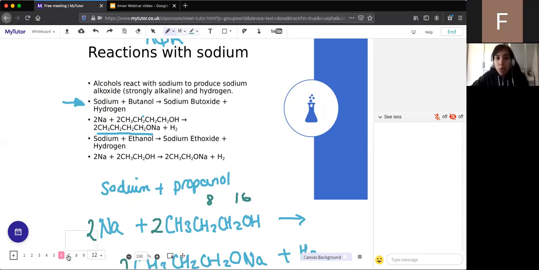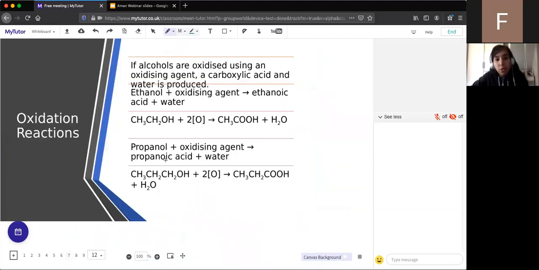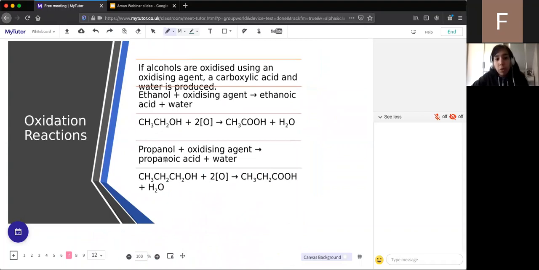Okay, let's move on to the next reaction then. So these are oxidation reactions. These are in all the exam boards. And essentially what's going on is that if alcohols are oxidized using an oxidizing agent, a carboxylic acid and water is produced. Any ideas of what oxidizing agents are? Can you name any oxidizing agents? Any ideas? Good. Yep, oxygen is an oxidizing agent. Anything else we can think of?